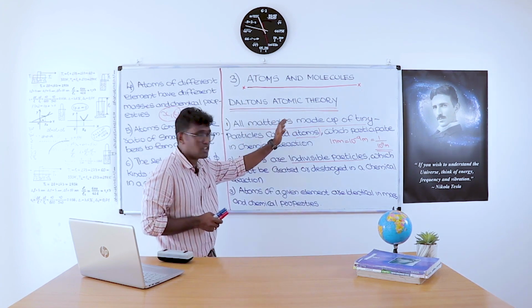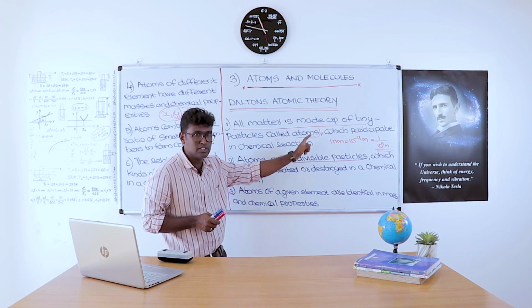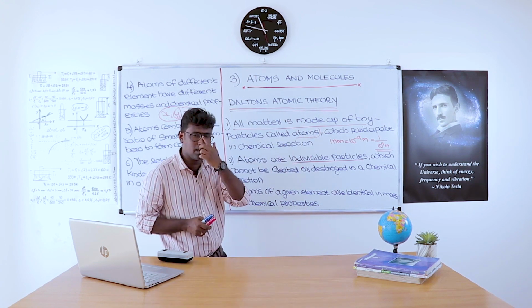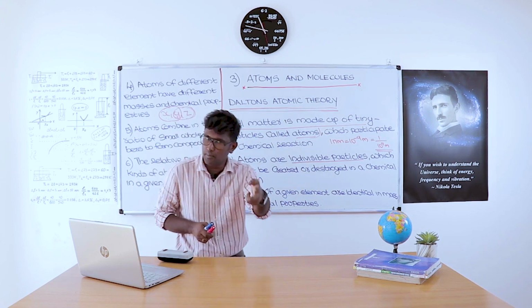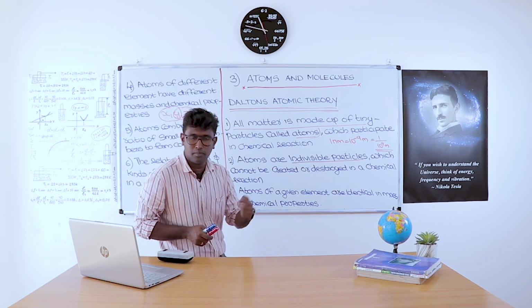What are the points? Point number 1: all matter is made up of tiny particles called atoms, which take part in chemical reactions. What is point number 2? Atoms are indivisible particles which cannot be created or destroyed.